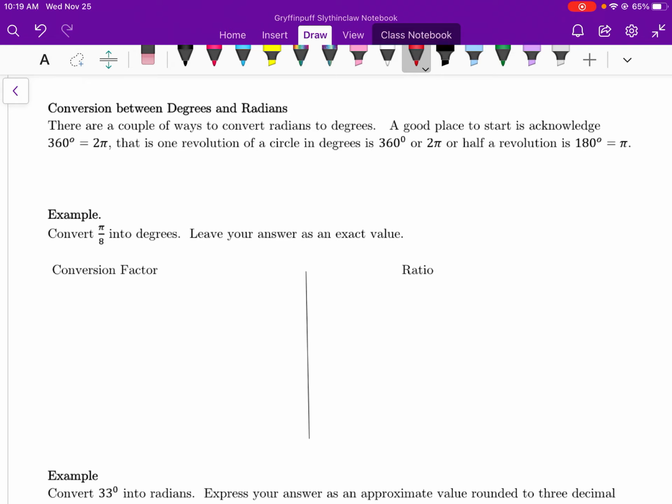Now, recognize that 2 pi and 360 degrees are one full revolution of a circle. However, there are two ways of saying it. One's in degrees, one's in radians. Half a revolution, now this is the one that's more valuable. We could also say that half a revolution, 180 degrees, is equal to pi. You have experience with this.